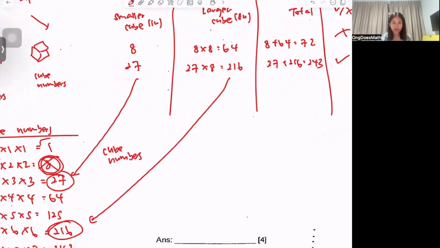Which is what we want, right? Because both the smaller and the larger figure are both cubes, which means that the volume must be cube numbers. And we got our answer.